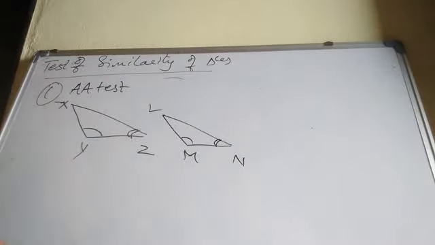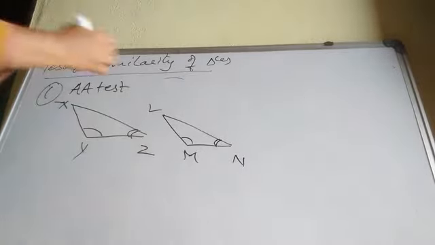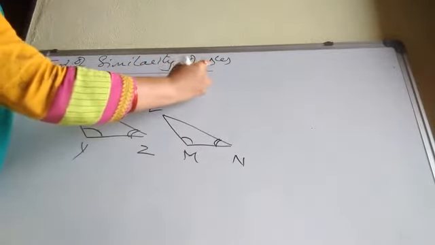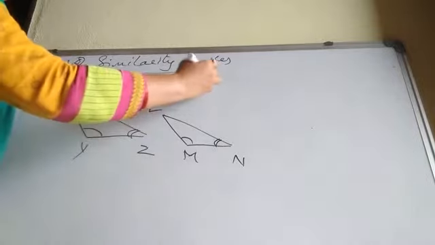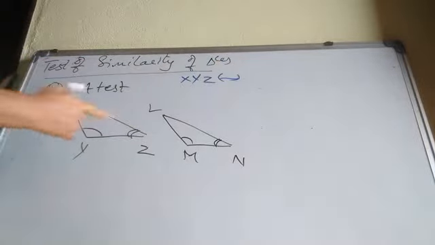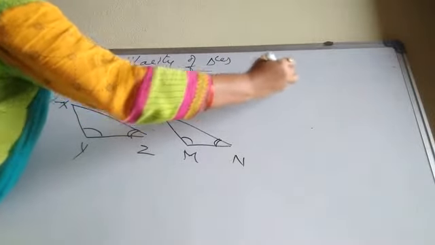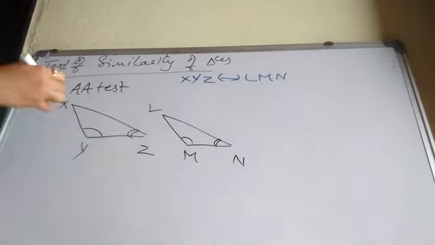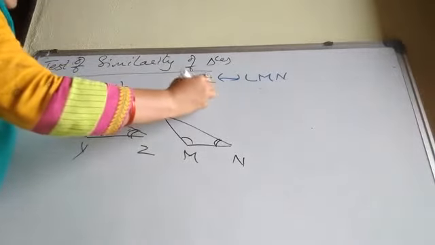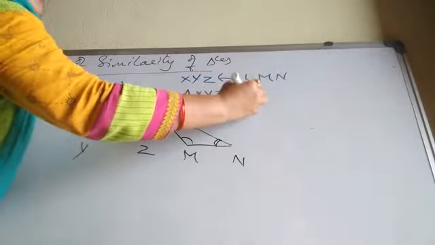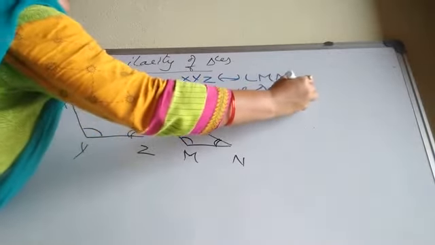Students, now the double A test. In both the triangles, two angles will be common. First we'll write in correspondence form: XYZ corresponds to LMN. Now we will show that these two triangles are similar: triangle XYZ and triangle LMN.